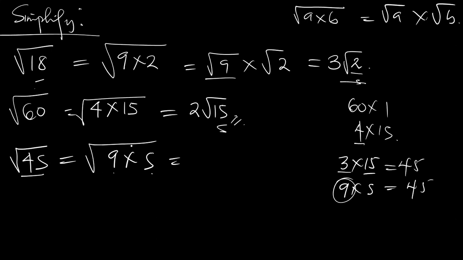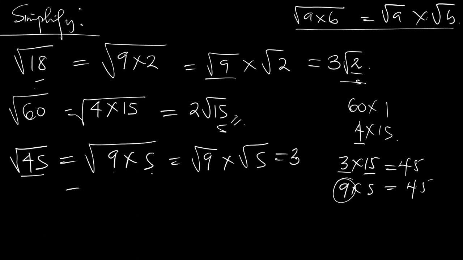And applying this same rule, you now have the square root of 9 times the square root of 5. This will now give us 3 root 5. So this is the basic form of this value.